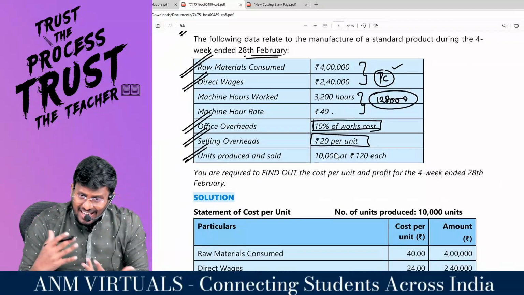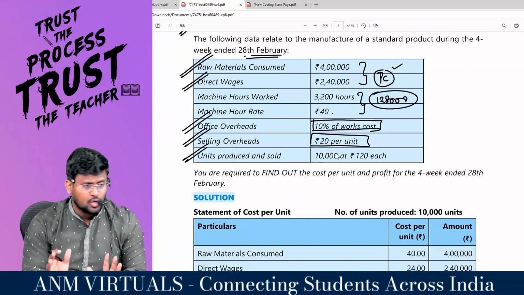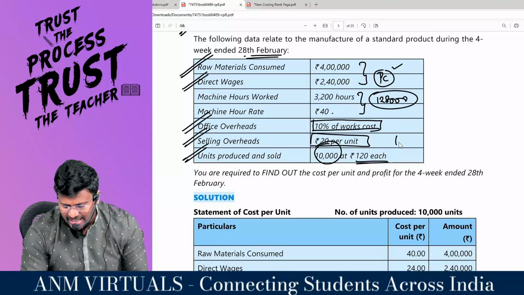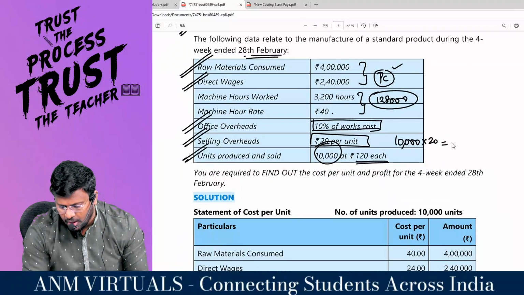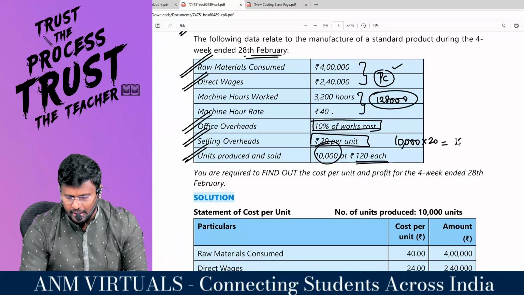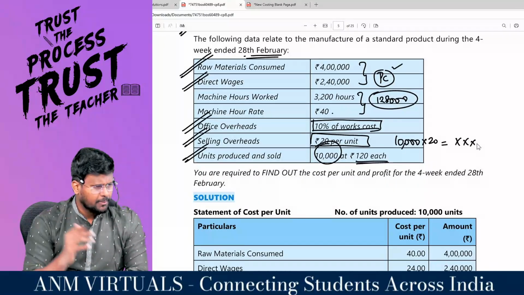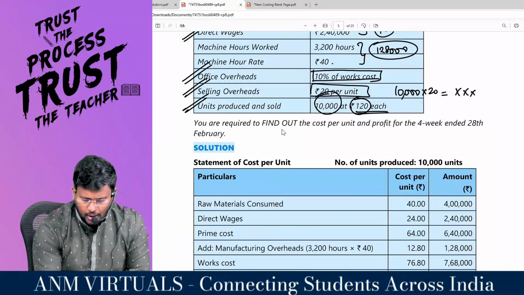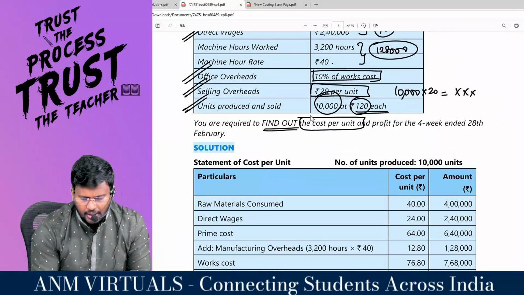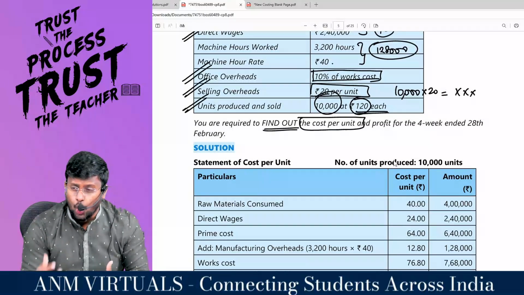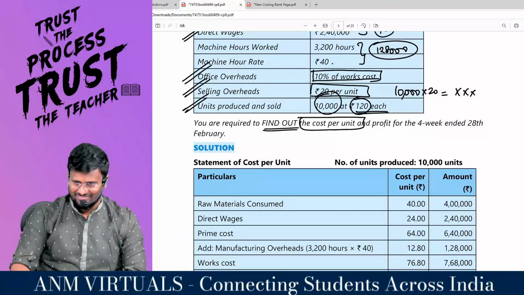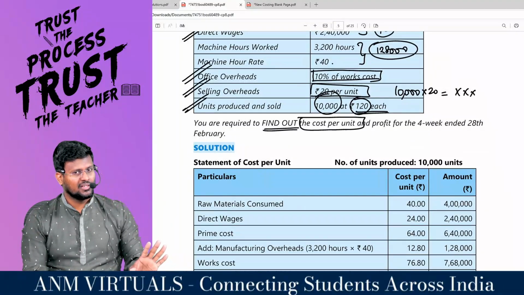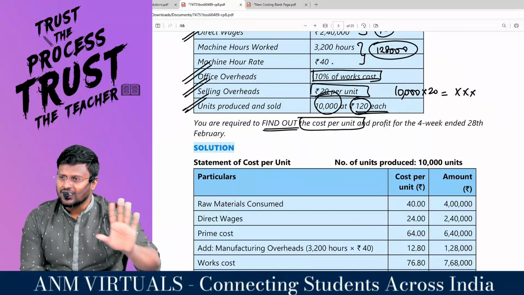Units produced and sold: thank God there is no opening stock or closing stock. 10,000 units at the rate of 120. So basically 10,000 into 20 will be the selling overhead. Comfortable? You have sold every unit at 120 each. You are required to find out the cost per unit. That is the objective of unit costing, which is nothing but stock valuation, which is nothing but the cost sheet. Exactly the same thing has been repeated.